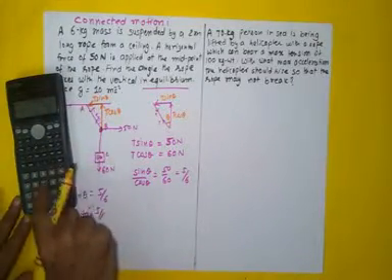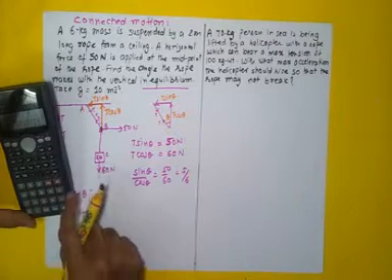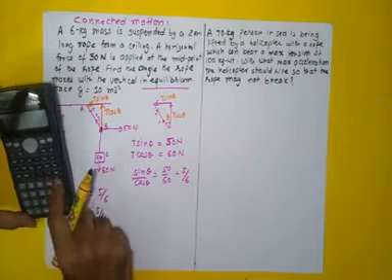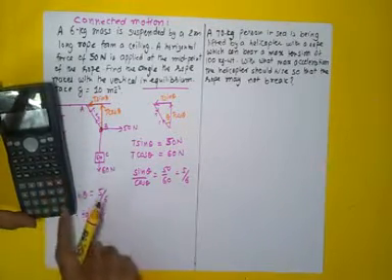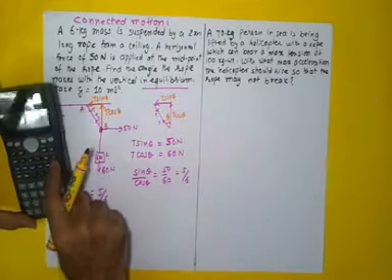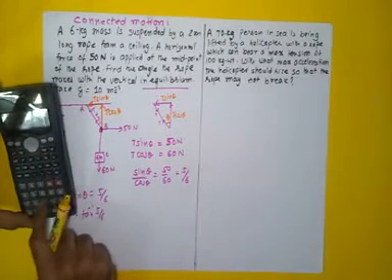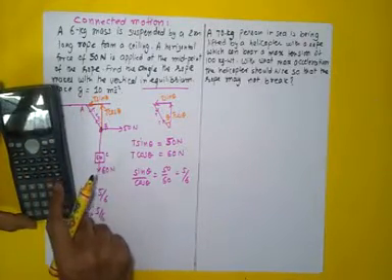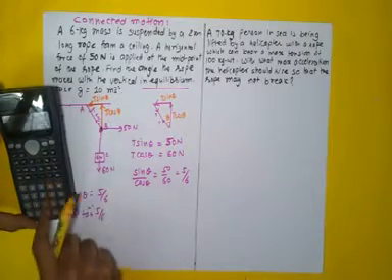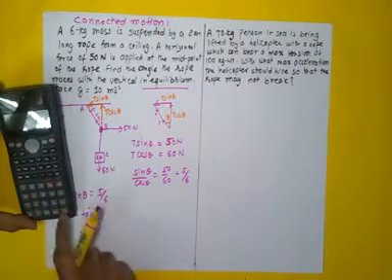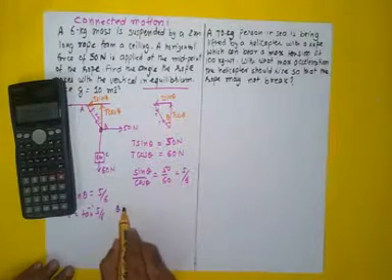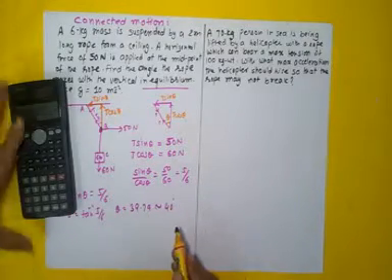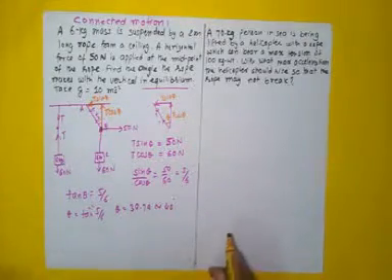So 5 divided by 6 will give me 0.8333. Tan inverse of 0.833 will give me 39.79. So theta will be 39.79, and that would be approximately 40 degrees. So this angle theta is 40 degrees.